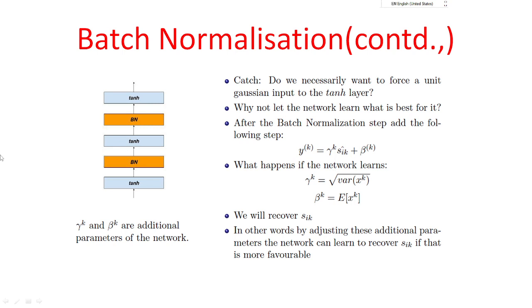So, do we necessarily want to force a unit Gaussian input to the tanh layer? Why not let the network learn what is best for it? After the batch normalization, we have a new variance and mean, which we can learn. By adjusting these additional parameters, the network can learn to recover the original distribution if that is more favorable.